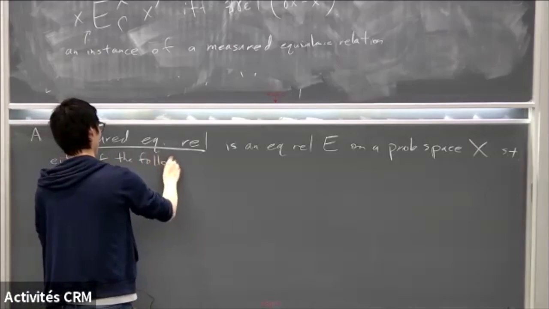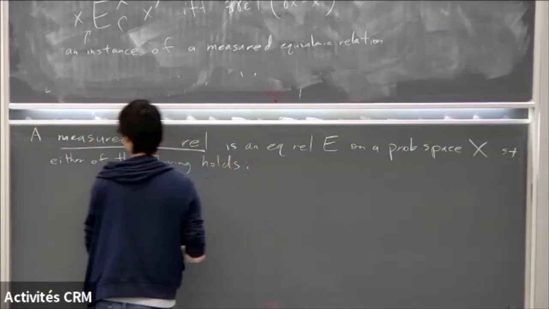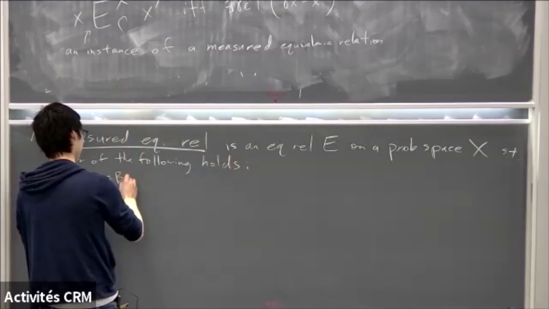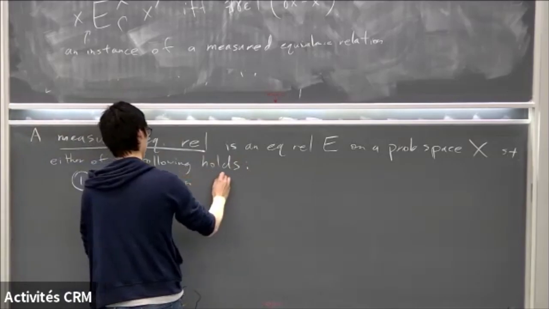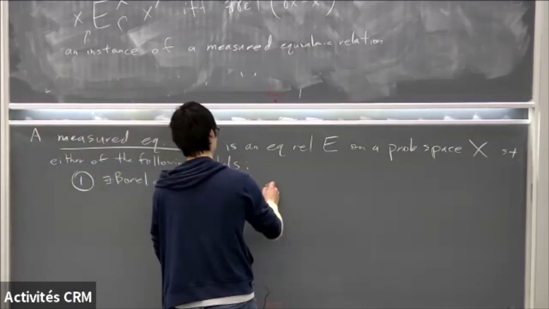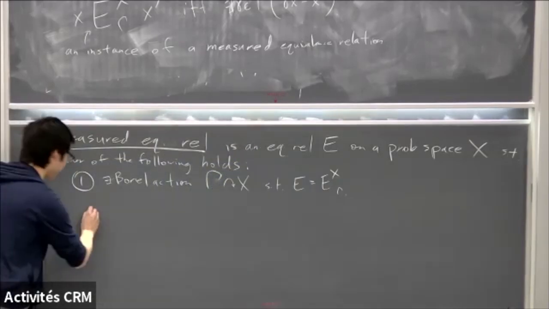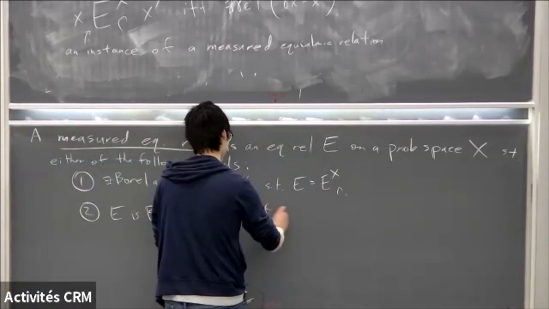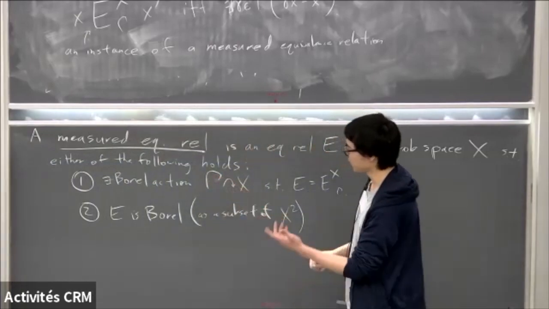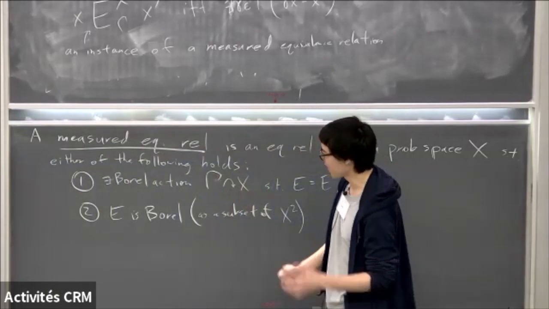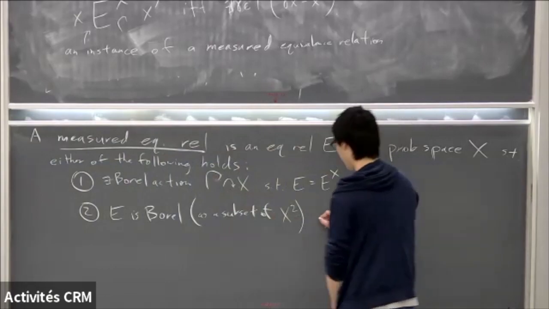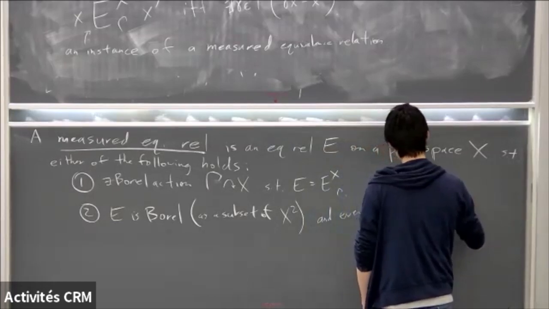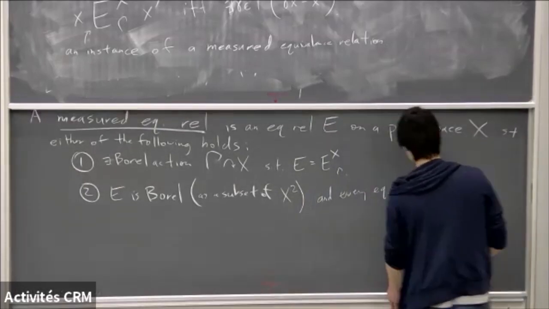So these are equivalent characterizations due to Feldman and Moore. One is that there exists a Borel action of some countable group, so there exists a countable group and an action such that E is just equal to that thing. The second is a more abstract condition: E is Borel, and by Borel I mean as a subset of X squared. An equivalence relation is just a set of pairs, right? You're just saying which pairs are related or not. I want that set, a subset of X squared, to be Borel, and every equivalence class is countable. So this is called a countable Borel equivalence relation.